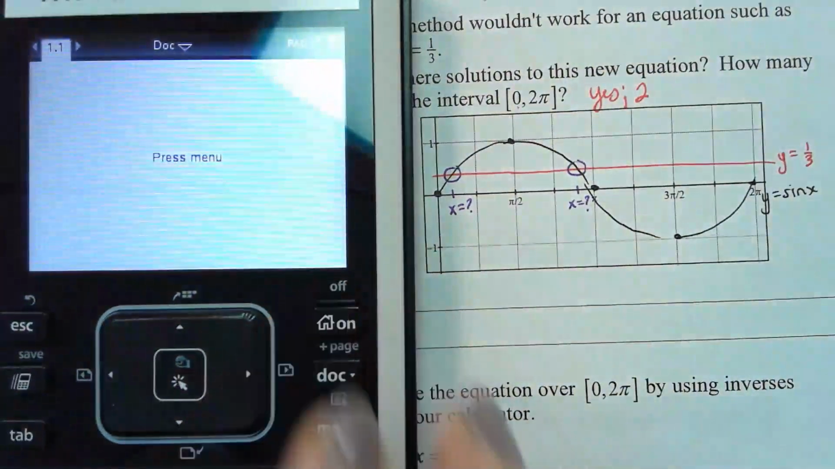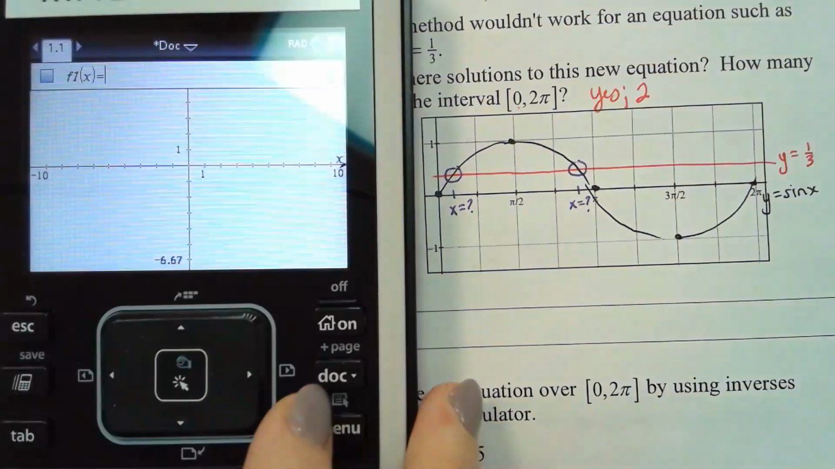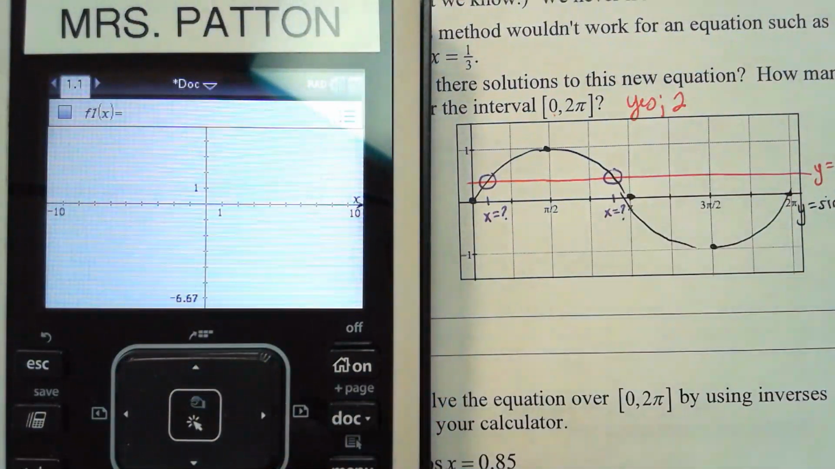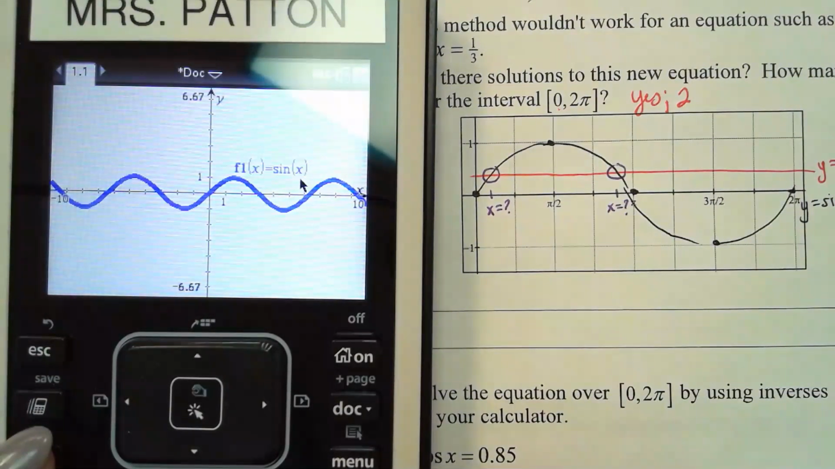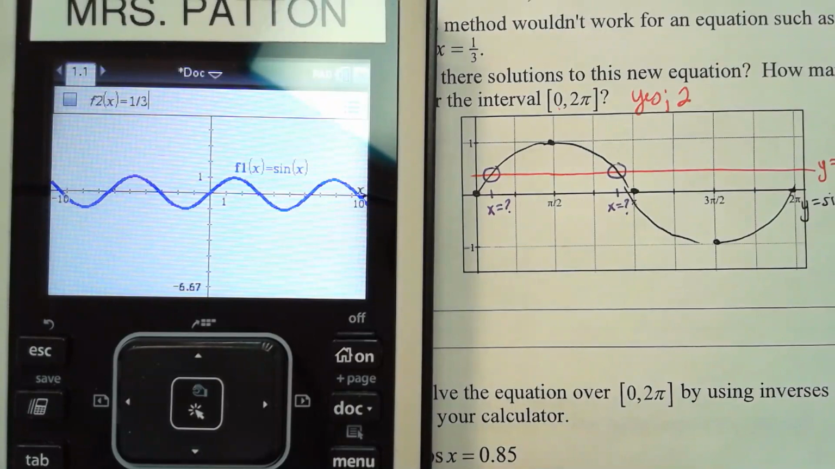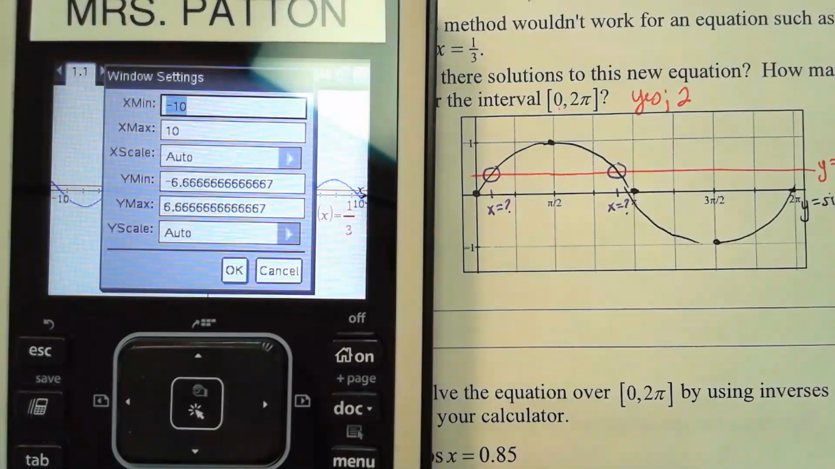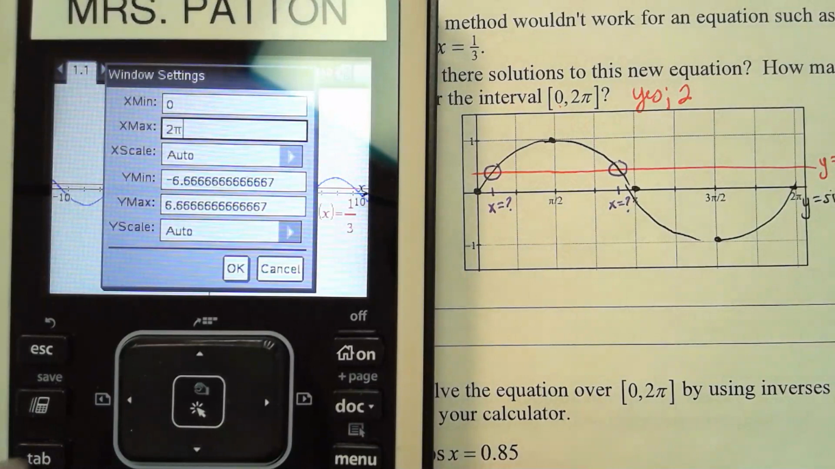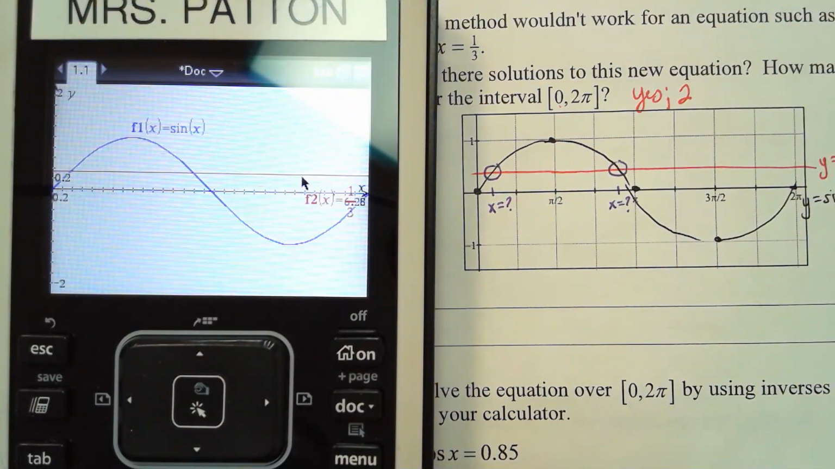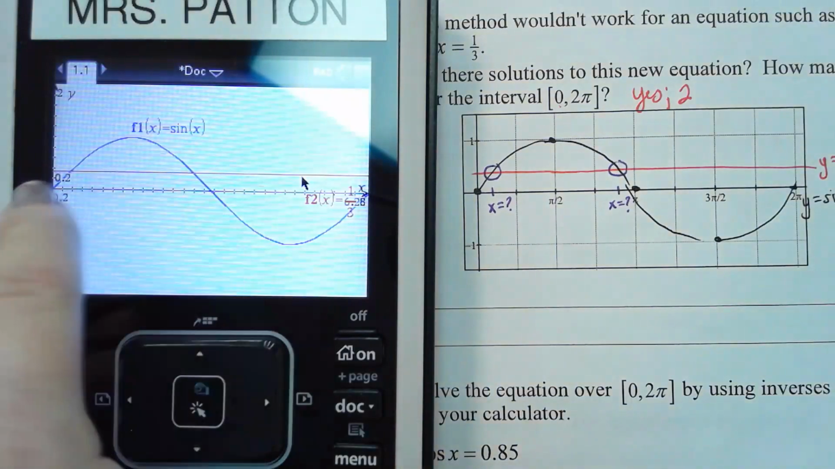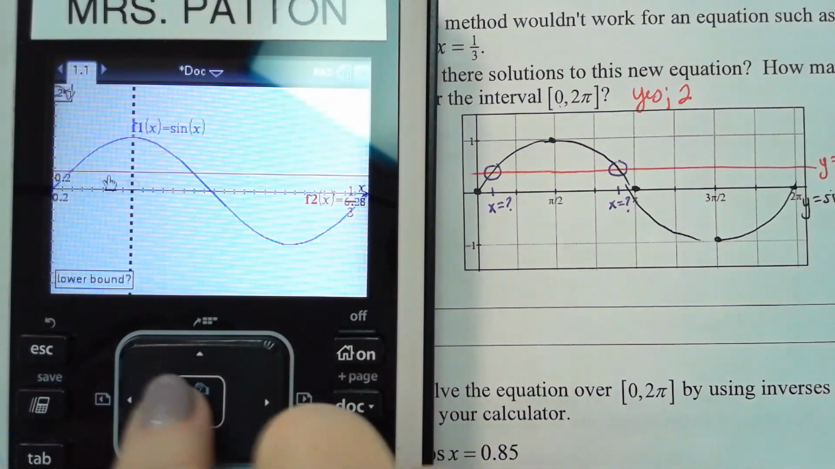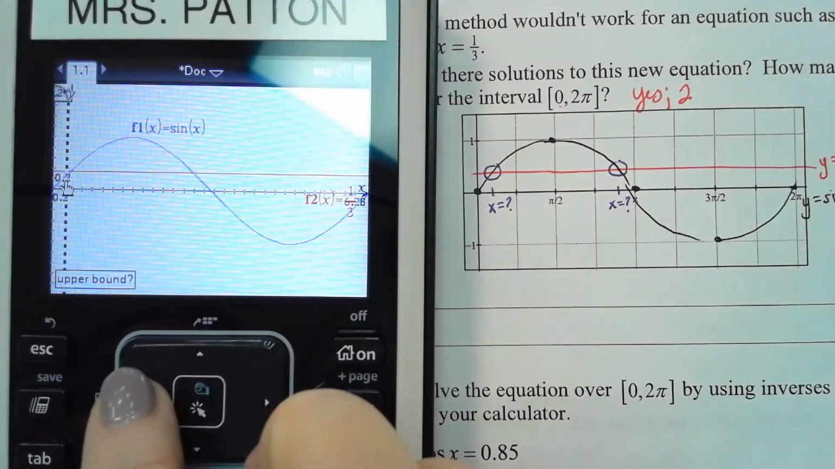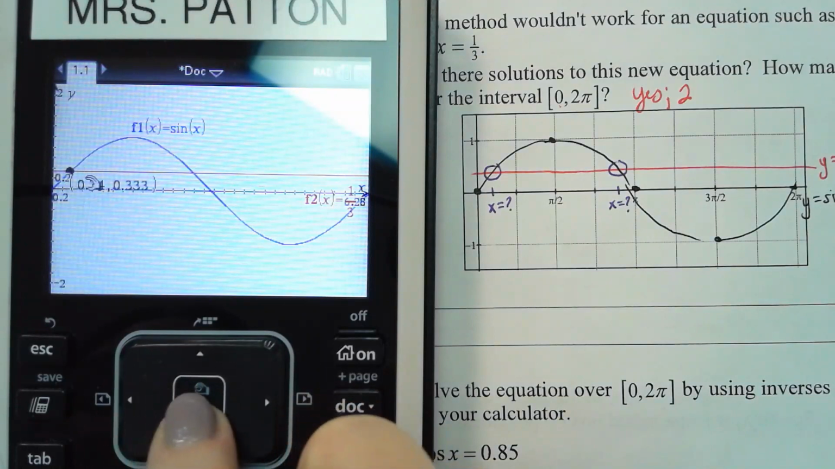Let's go find them. I'm going to go to a graph. I just chose an Inspire, it doesn't matter. I'm going to graph the sine of x, making sure I'm in radians. I'm going to hit tab, and then graph the line 1/3. Then I'm going to change my window to go from 0 to 2 pi, and from -2 to 2, just trying to make it match what's on my paper. Let's go find these solutions. I want to find those intersections. I'm going to click on the left, and click on the right.